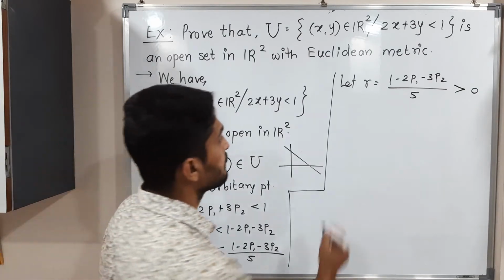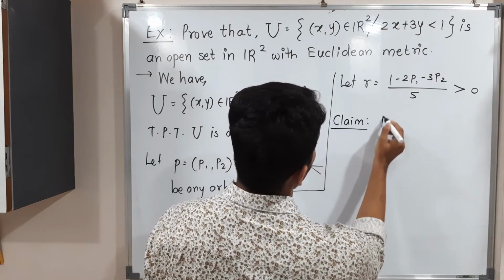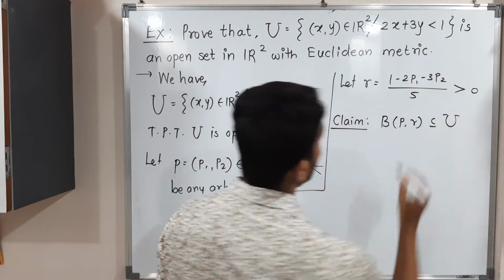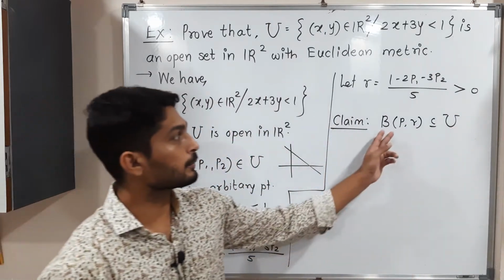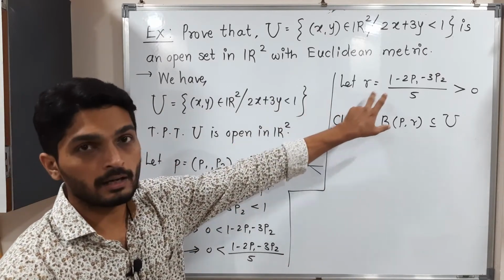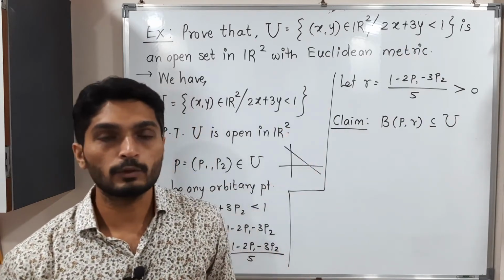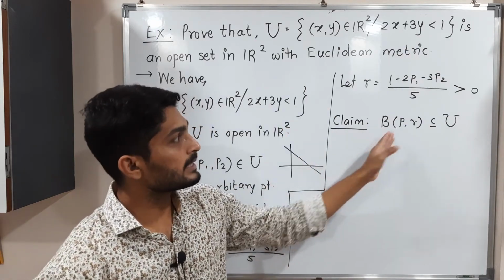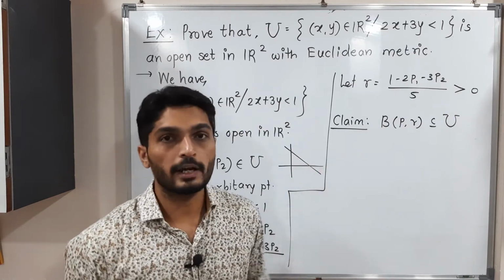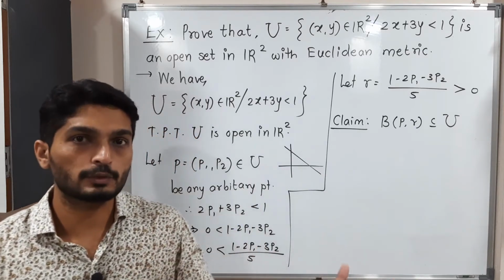So now my claim is, if you draw an open ball around P with radius R, it is a subset of U. Now what am I going to prove? The open ball with center P and radius this R is a subset of U, and if we can prove it, we can declare U is an open set. How to prove one set is a subset of another? We take one arbitrary point of the first set and we prove that it is in the second set. So that's why we can declare the first set is a subset of the second.